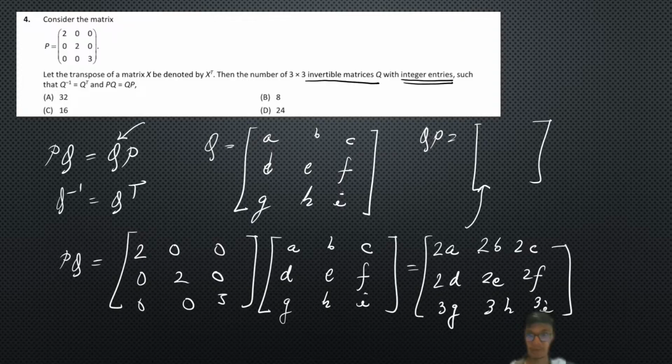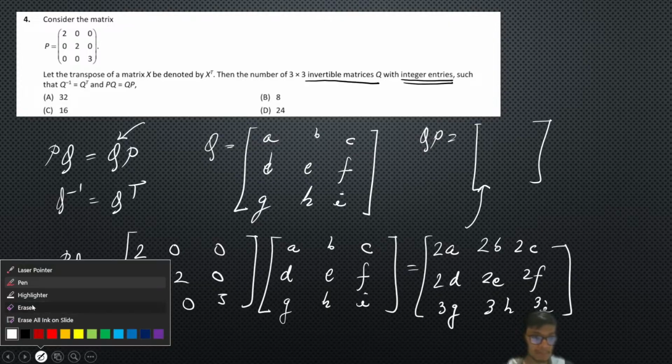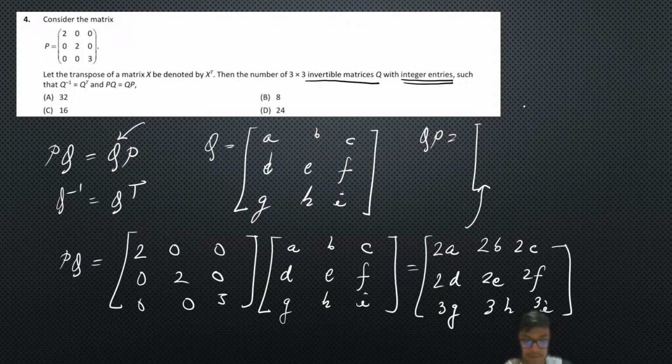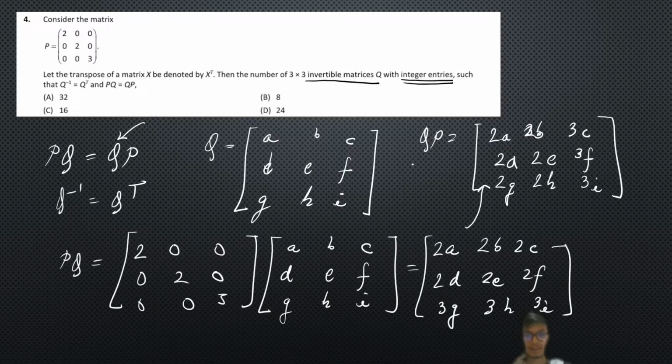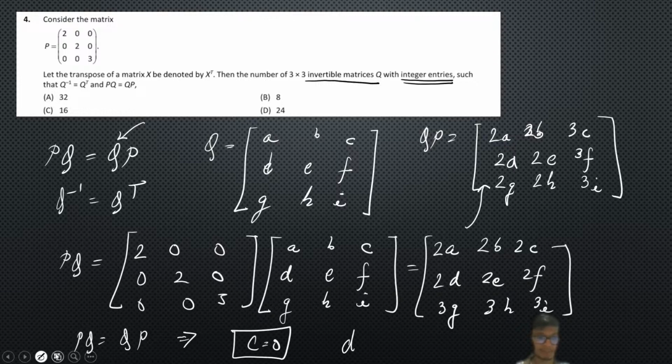Now you have to just equate them. If I do this QP, you're going to get the result as 2A, 2B, and 3C, then 2D, 2E, and 3F, and then 2G, 2H, 3I. Then we compare, since PQ is equal to QP, and if I compare them, you're going to get C is equal to 0.